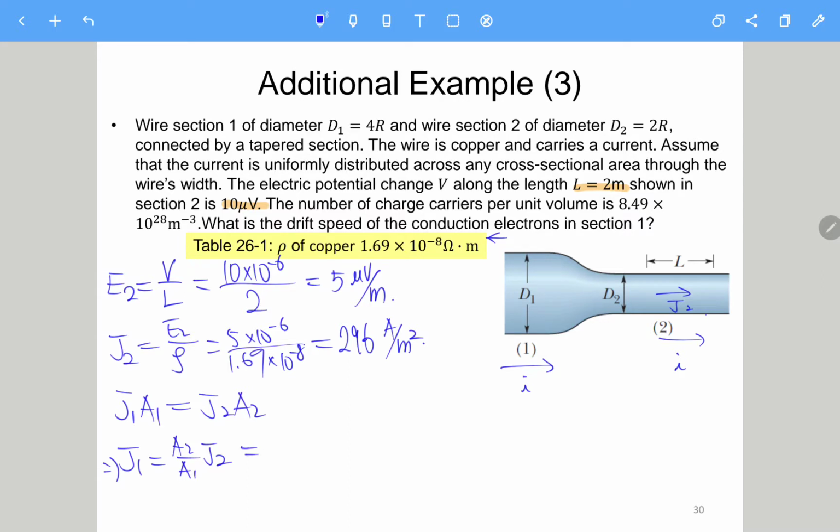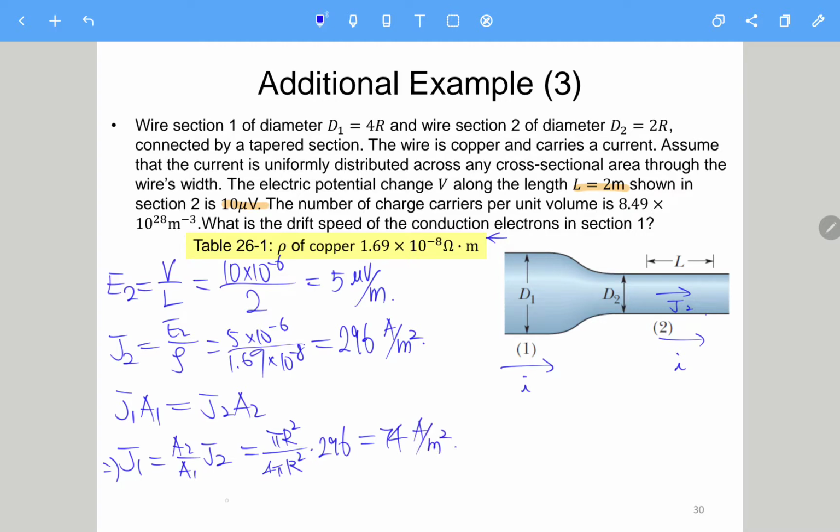Now we can get this. So we have A2. A2 is the cross-section area here. So the diameter is half of it. So the cross-section area, you can expect it to be pi r squared for this part, because the diameter is 2r, so the radius is r. And for A1, the diameter is 4r, so the radius is 2r, so we have 4 pi r squared. And then times J2, which is 296. So J1 is 74 A per meter squared.